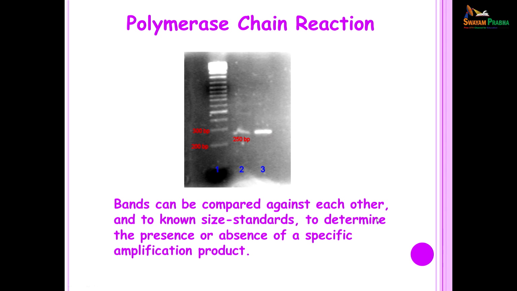Now, the bands can be compared against known size standards, like what is known as a marker. This marker will tell you at which level your DNA strand is present, and this DNA strand will be particular for a specific organism. So, this is the amplification product which is present at 250 base pairs.